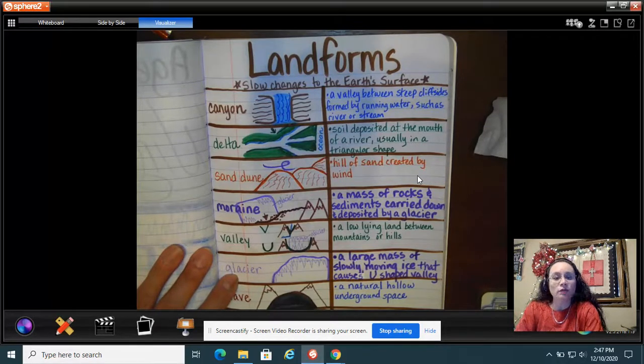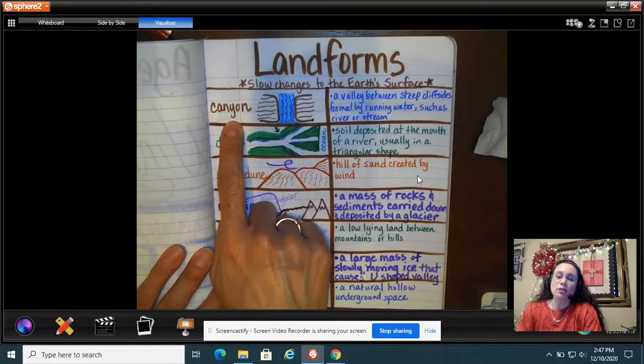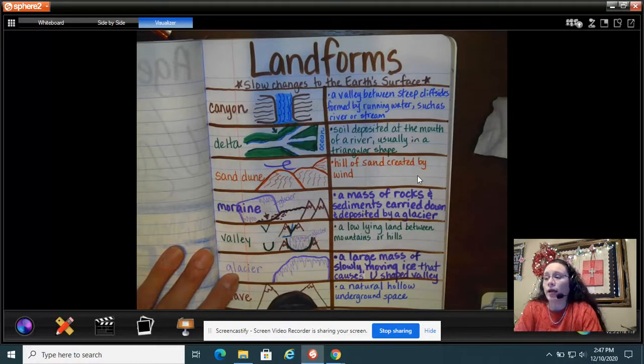So landforms, we have a canyon. That's a valley between steep cliff sides formed by running water, such as a river or stream. If you're looking for a picture of a canyon, yes, you can Google it. I also have pictures of me and my family at the Grand Canyon in your Google Classroom, so you can see a real example of a canyon.